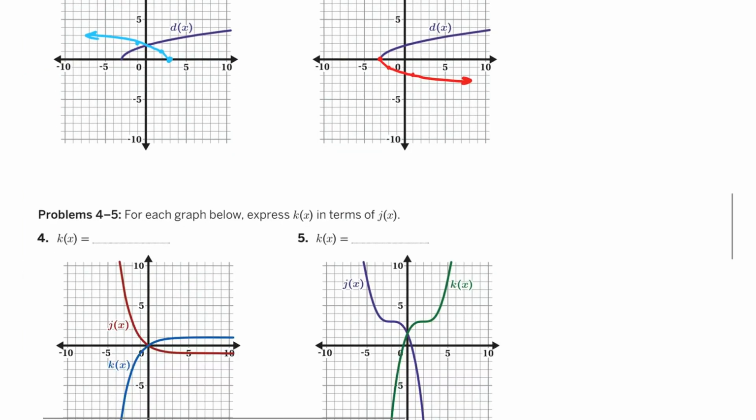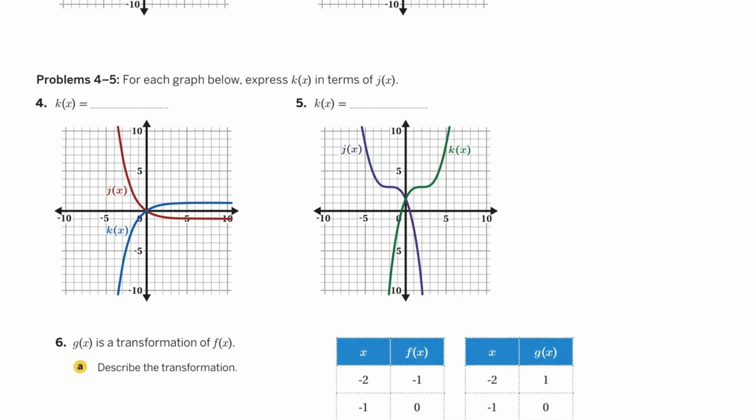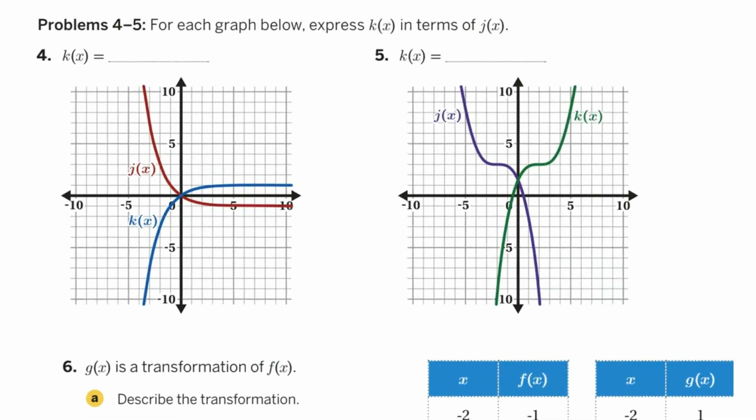For number 4 and 5, each graph expresses k of x in terms of j of x. In this one, j of x is the red function, and we are changing it into k of x. What we have to do to j of x is reflect it over the x-axis, or change all of the y values to their negative version. Because, for example, with this first point here, the x value is staying the same, but I'm multiplying the y value by -1 to make it land on top of k of x. So this one here, we would write negative j of x.